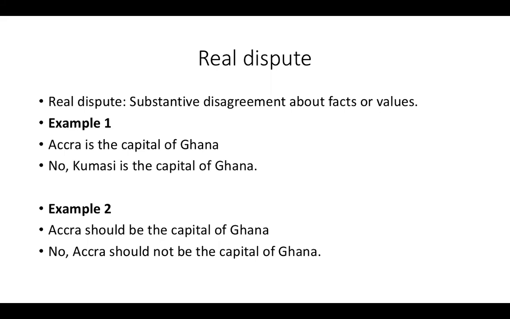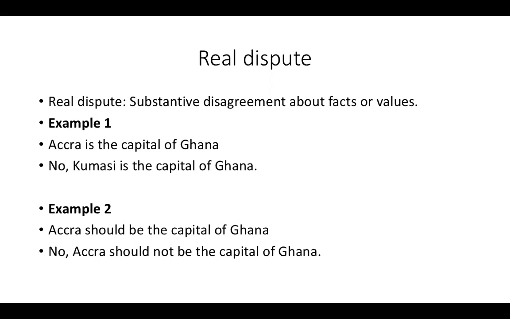So if we go to the map and see that it is Accra that is named the capital of Ghana, then it means that the American who was arguing that Kumasi is the capital of Ghana was wrong. So factual disagreements are settled by verifying facts. And then you have disagreements about values.